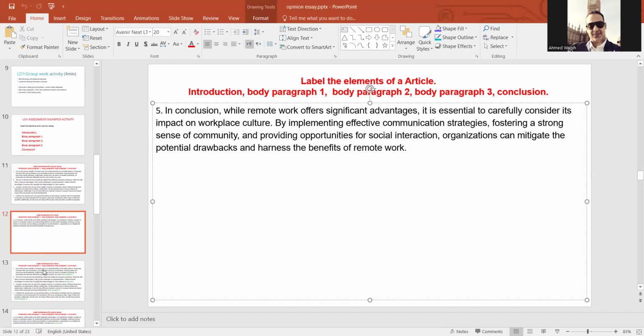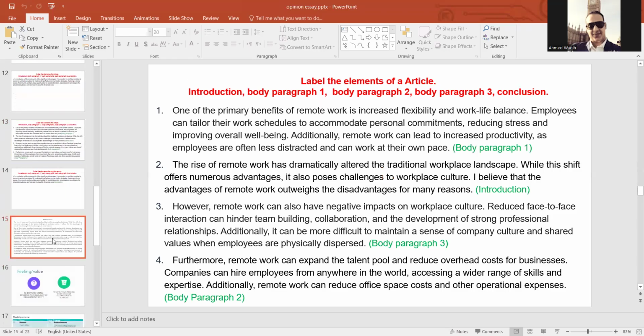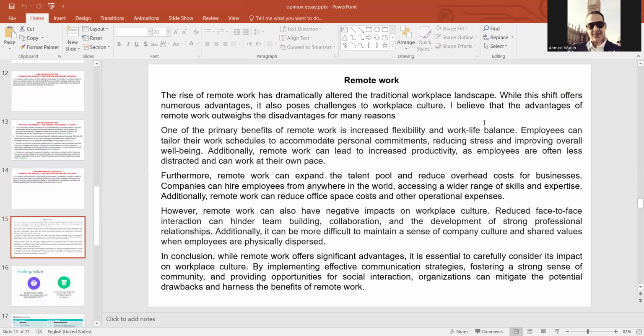So let's read it. Remote work. I'll give you 1 minute of silent reading to go through this essay and try to apply the things we've learned: the components of an essay, the elements, how it's organized and fixed. Silent reading.